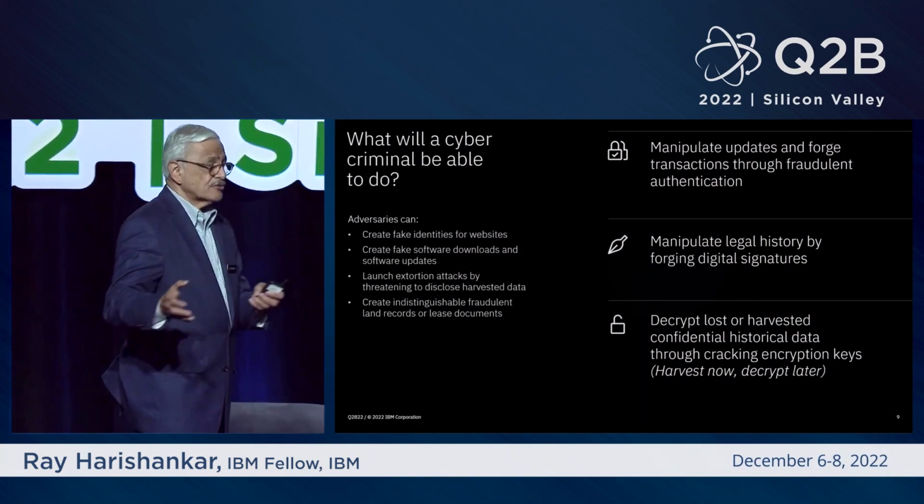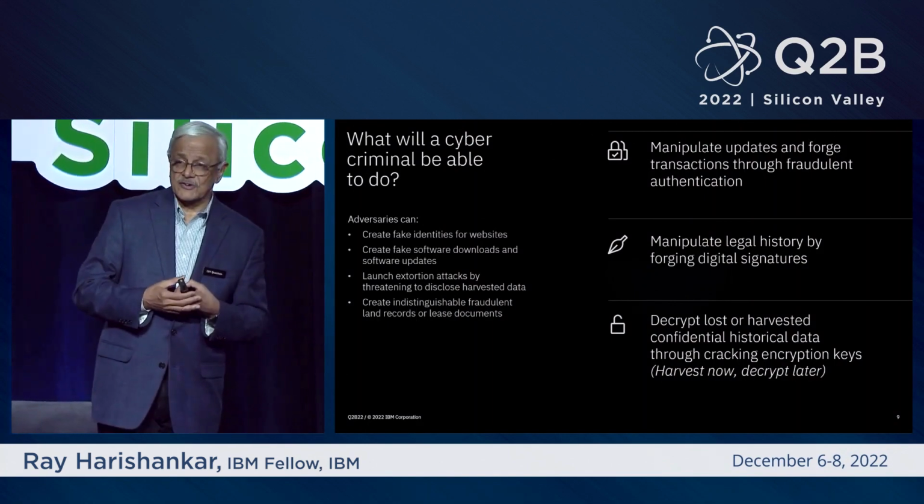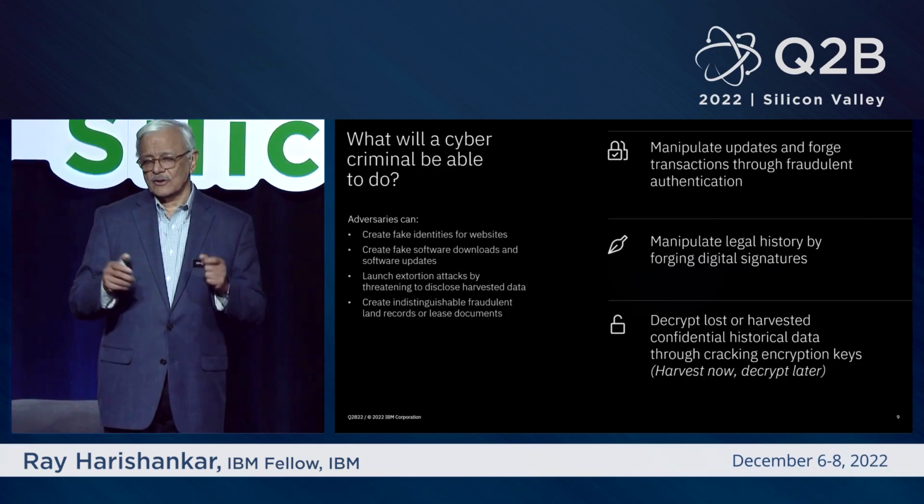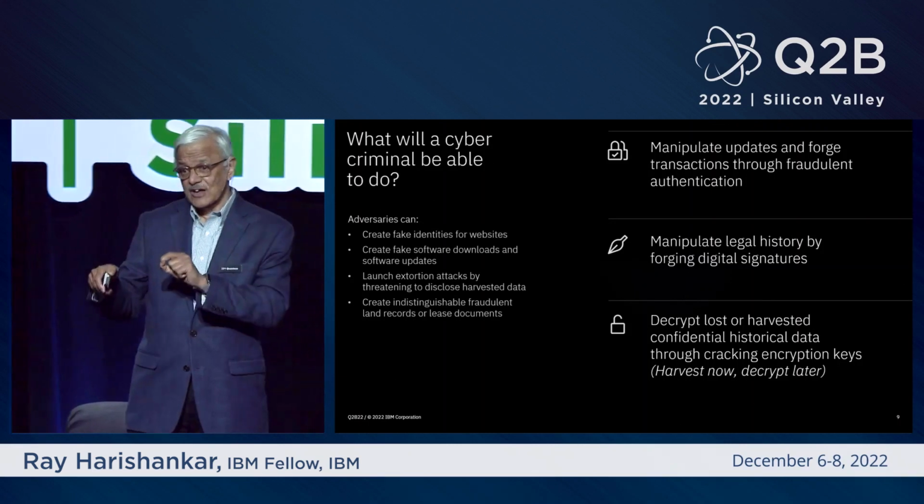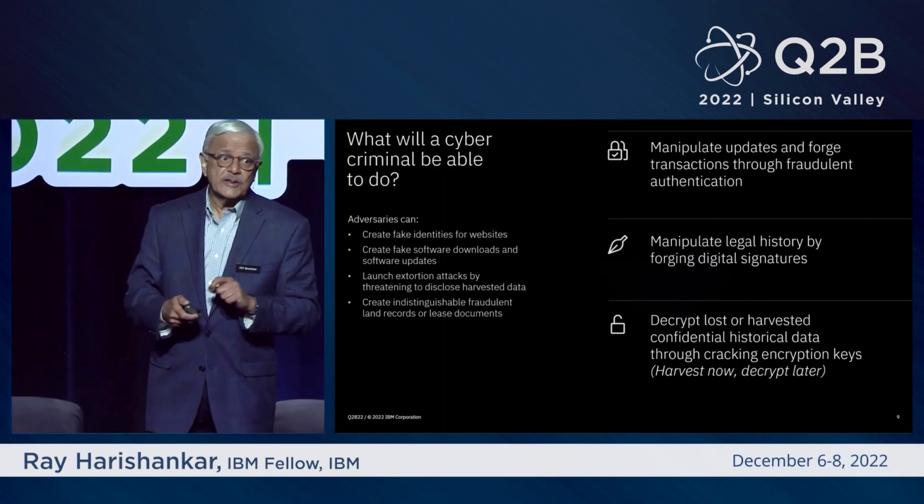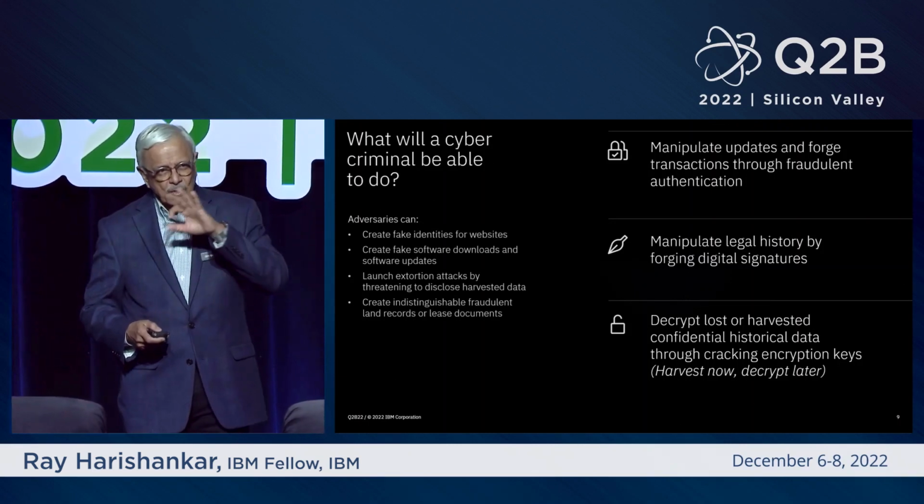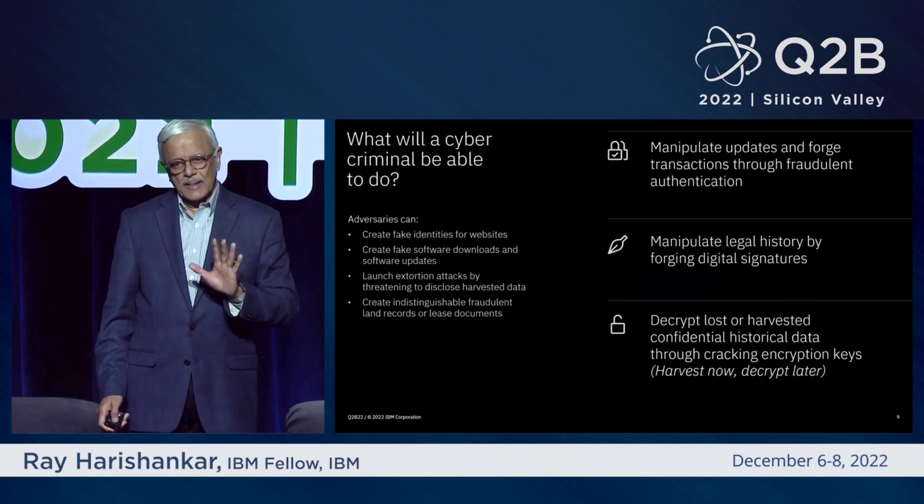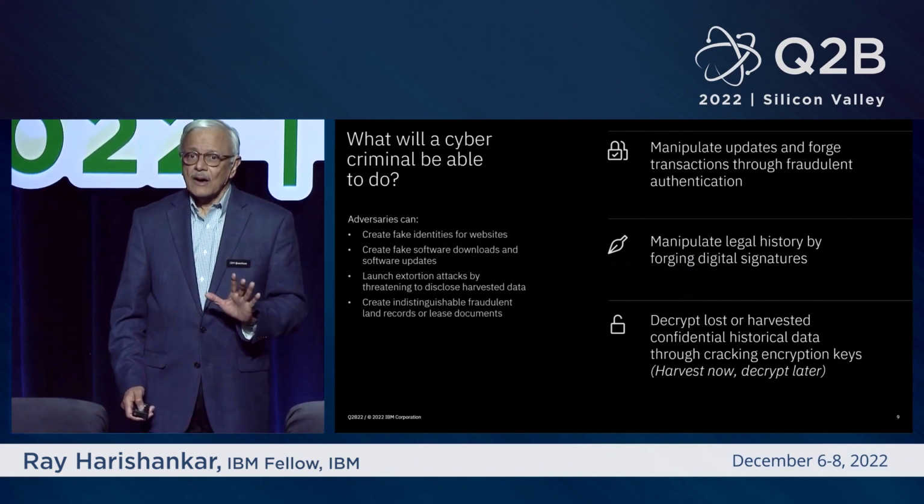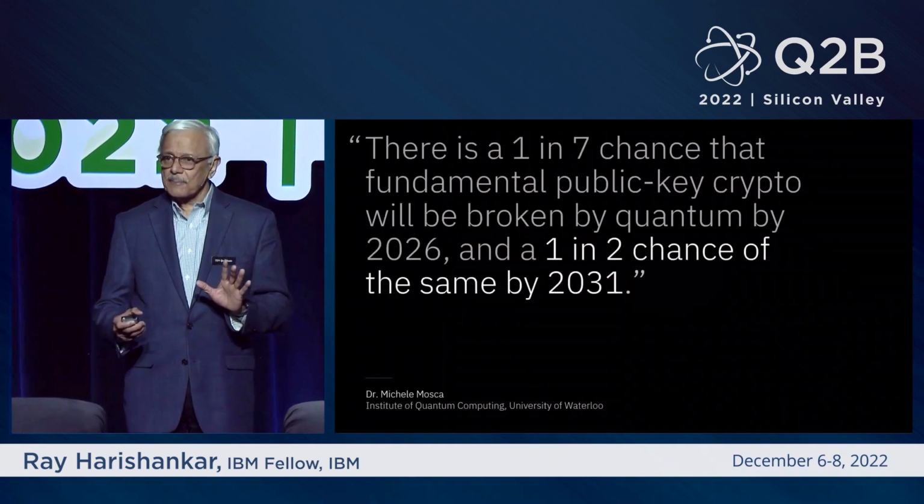The second is there is no such notion of harvest now and decrypt later in the case of Y2K. So this is an existential challenge that we have today that we need to be very concerned about. And now you may be saying, okay, I get the challenge. I get the fact that it's bad. Now, when is this really going to happen?